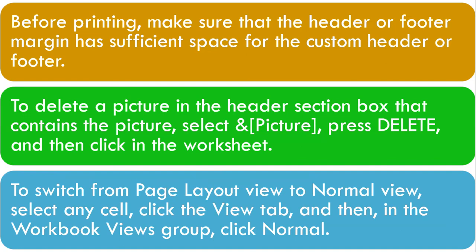To delete a picture in the header selection box that contains the picture, select the picture, press Delete and then click in the worksheet. To switch from Page Layout view to Normal view, select any cell, click the View tab and then in the Workbook Views group, click Normal.